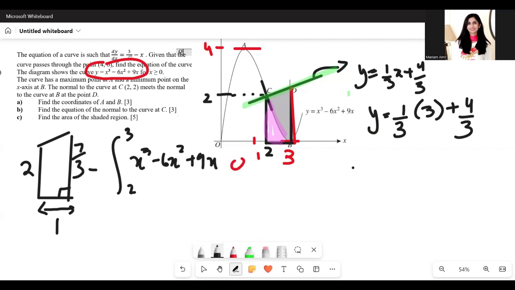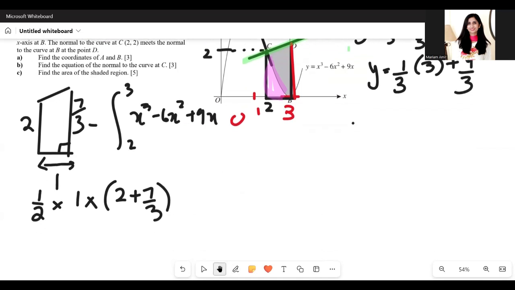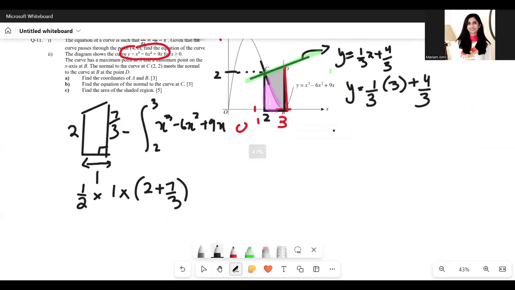So the area of the trapezium is going to be half times the height, which is 1, times the sum of the parallel sides, which is 2 plus 7 over 3. And this comes out to be 7 by 3 plus 2, times half. I'm getting 13 by 6. So the area of the trapezium is 13 by 6.